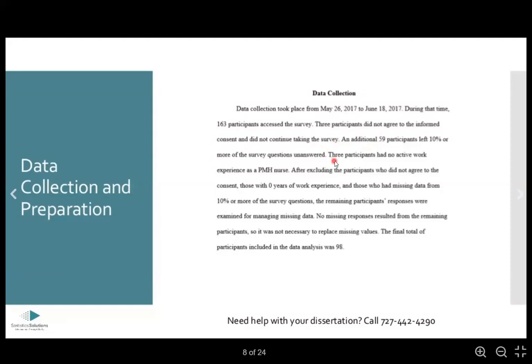Then, relating to the specific inclusion criteria for the study, there were 3 participants who did not have the relevant work experience of being a nurse for this study, so they were also excluded. After all of these participants were excluded, we ended up with a final total sample of 98 that were included in the data analysis. So again, just another example of how you might explain this to your reader.